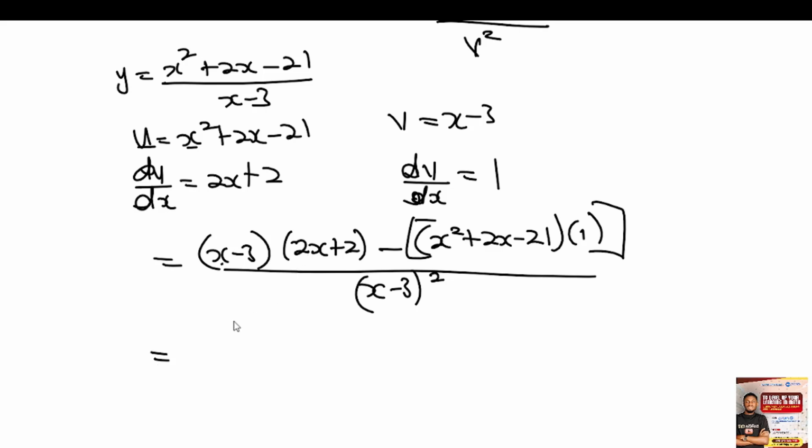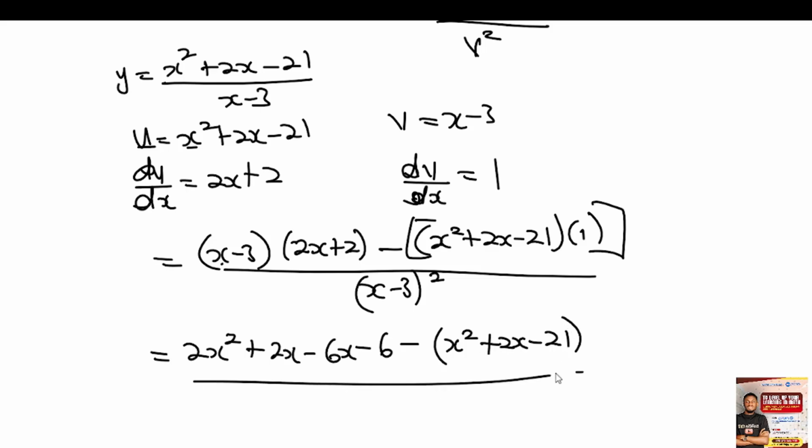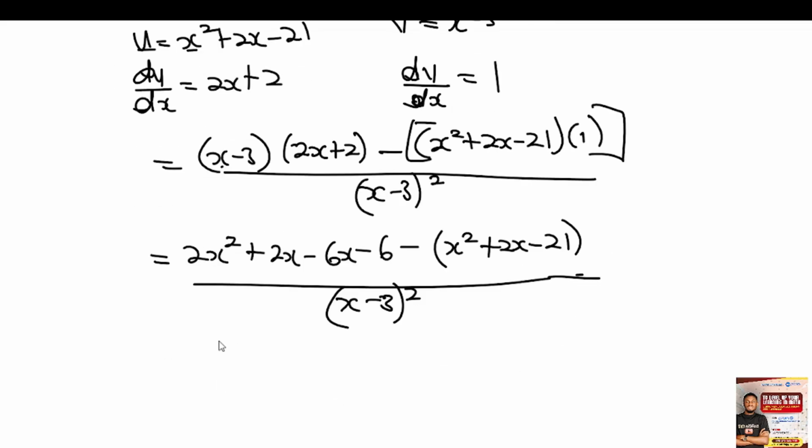So x times 2x gives us 2x squared. x times 2 gives us 2x. Negative 3 times 2x gives us negative 6x. Negative 3 times 2 gives us negative 6. Then we have this one, x squared plus 2x minus 21 times 1 gives us x squared plus 2x minus 21, all on x minus 3 squared. So now let's expand.